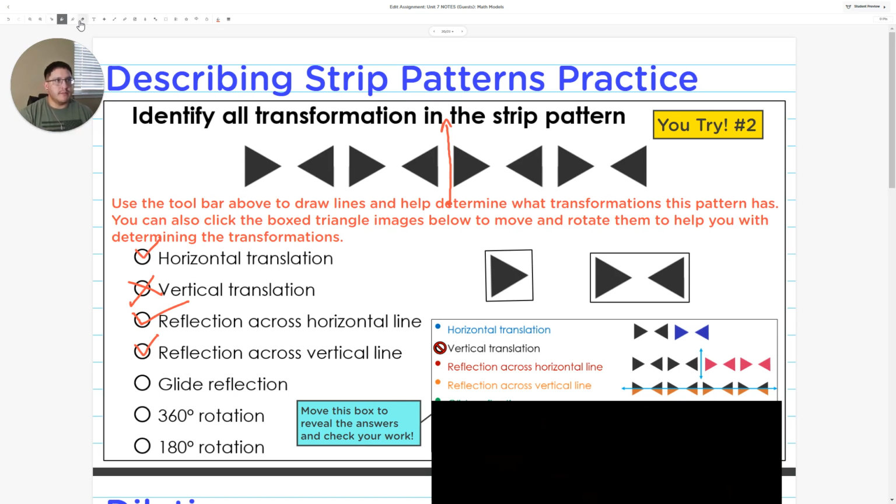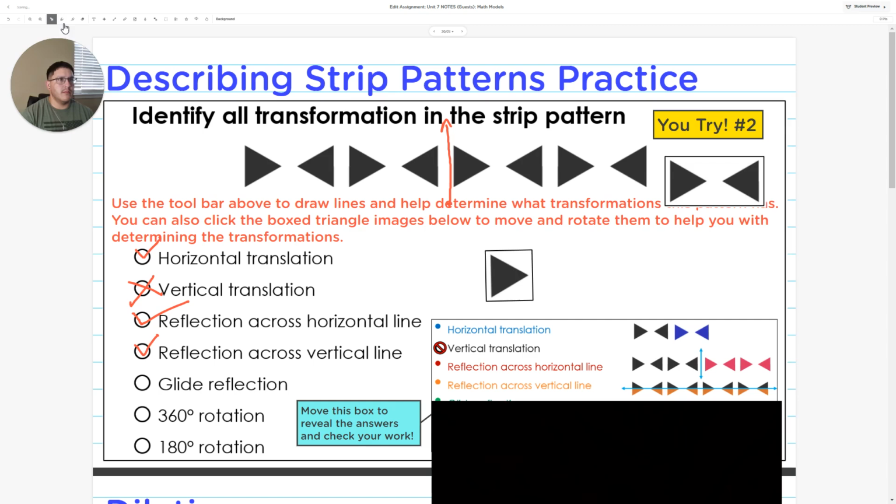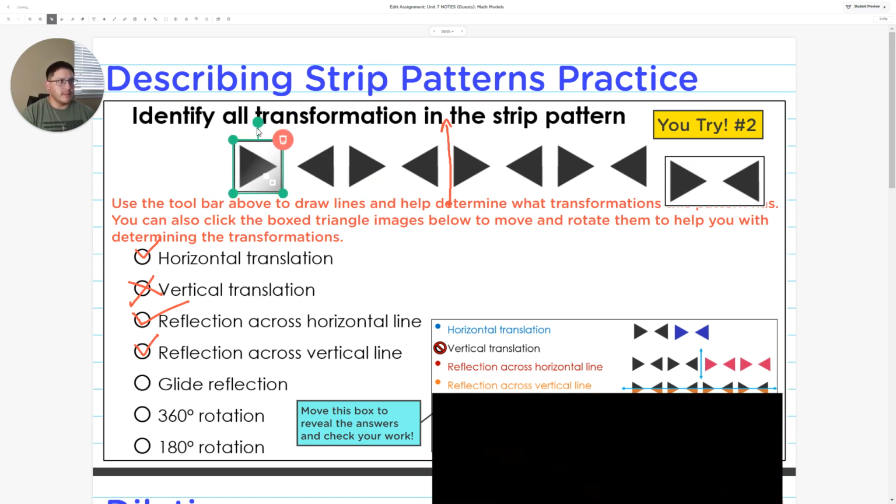Glide reflection. Can we move this image over and then reflect it to get the other image? And in this case, yes. Now, if we do this with just the singular, we can glide and then reflect across a vertical line right here. Create a vertical line, reflect it, and then glide back here and then reflect it to get to that point. So there is a glide reflection going on.